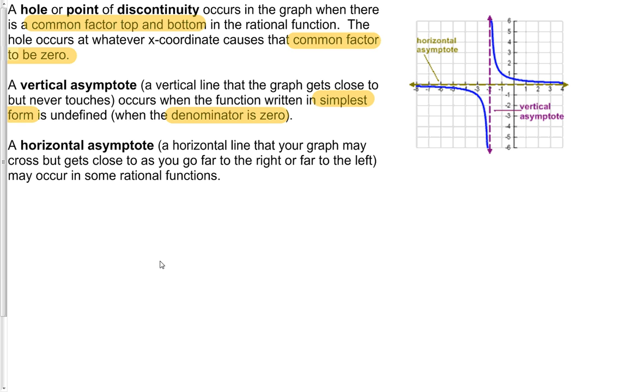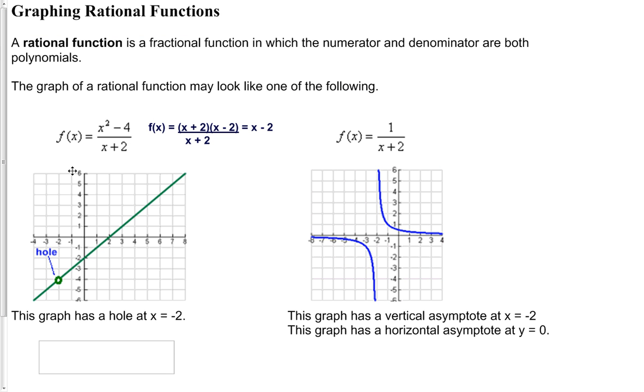So let's review those definitions. A hole, or point of discontinuity, occurs in the graph when there's a common factor in top and bottom. The hole occurs at whatever x-coordinate causes that common factor to be 0. Now going back here, remember that common factor went to 0 when we had x equal to -2.